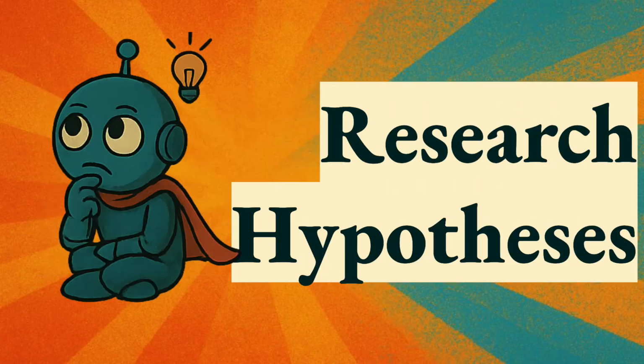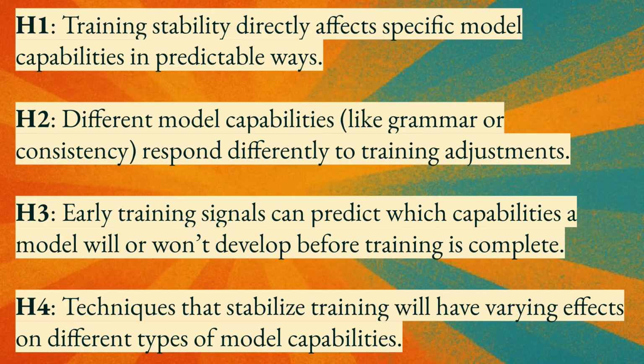So what are the research hypotheses? What are the questions I'm trying to answer? I've come up with 4 at this point, and this may change as I learn more about how things are working out. The first hypothesis is that training stability directly affects specific model capabilities in predictable ways. Second hypothesis is that different model capabilities, like grammar or consistency, respond differently to training adjustments.